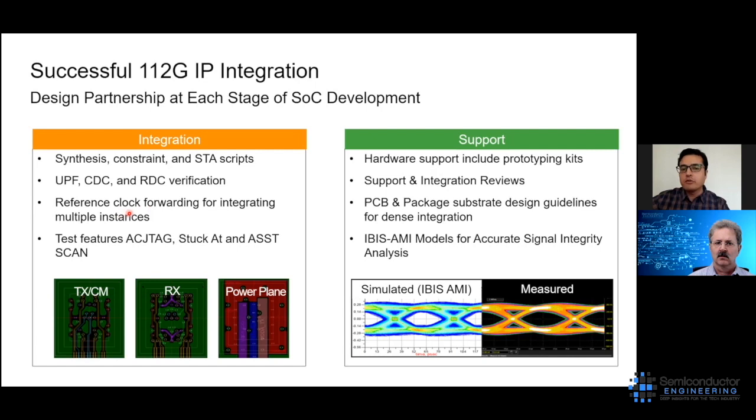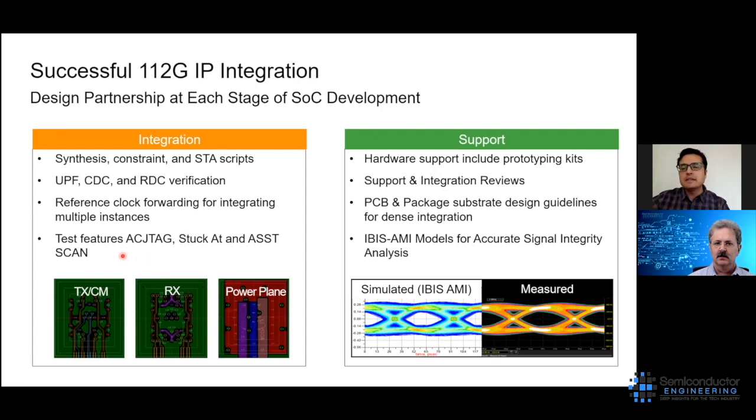Finally, reference clock forwarding was one point I was talking about previously for dense integration. So you need a thorough study here, and it's a different skill set. This is not an ASIC design exercise. This is package design expertise. So you need multiple teams to work together to provide a successful design integration experience for SoCs.